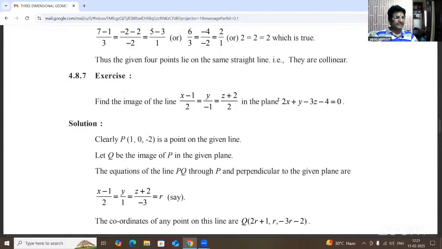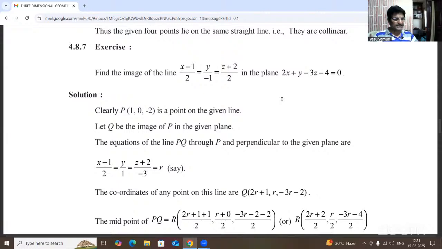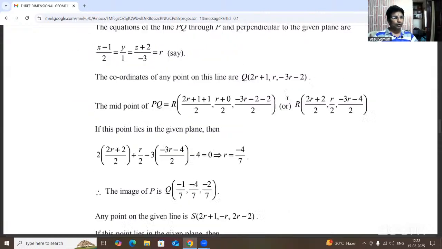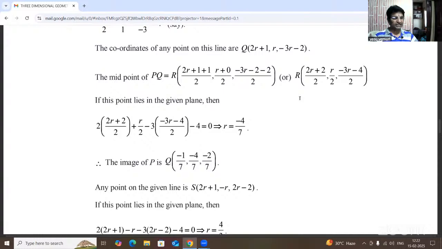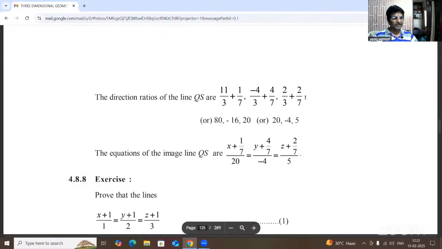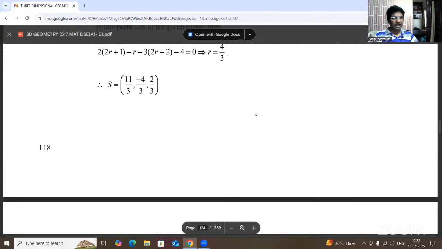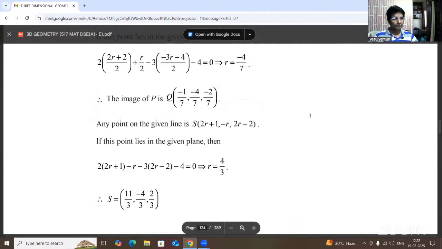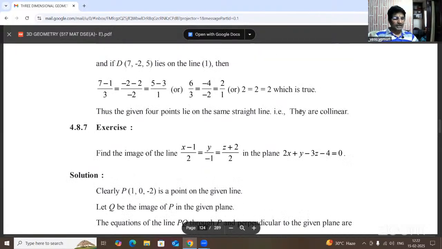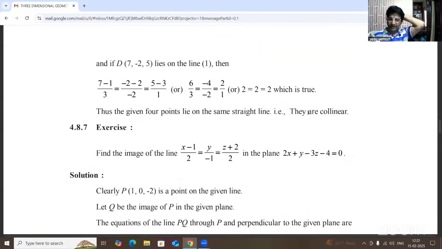Okay, this problem, find the image of the line. This problem I have also discussed. Okay, 4.8.7, very, very important in the final examination. Don't forget this one. According to the point and line, we have to find the image, but here the line and the plane are given. Find the image of the line. So we must find the value of the image of the line.